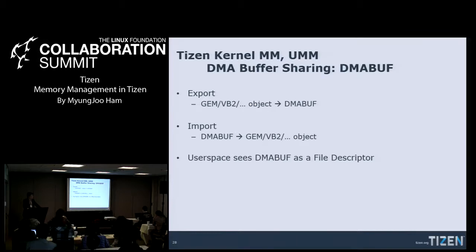Using DMABUF, you can export or import. Export means you are converting the object into DMABUF, and import means you are converting the DMABUF into your own object. User space will use DMABUF as a file descriptor, so it is dealt with as a single file. So you can just send the file to other user space processes, then they can use the shared buffer, and they may import that shared DMABUF object into their own memory management.